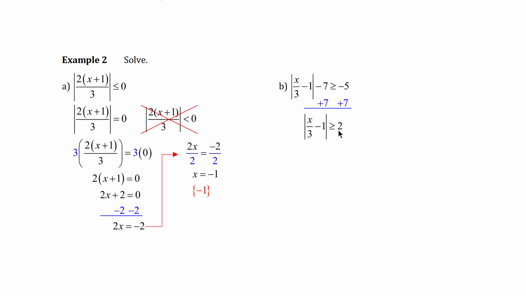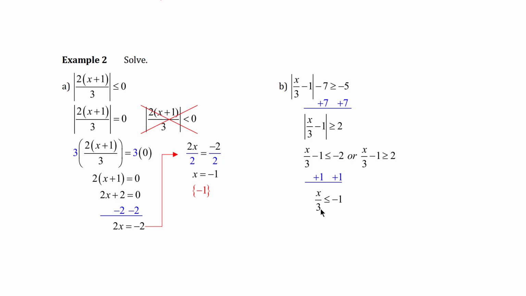The result is the absolute value of the fraction x divided by 3 minus 1 greater than or equal to 2. Next, we use rule number 3 to rewrite our absolute value inequality as x over 3 minus 1 less than or equal to negative 2, or x over 3 minus 1 greater than or equal to 2. Solving the first inequality, we get rid of the minus 1 by adding 1 to both sides of the inequality. Simplifying the left-hand side, minus 1 and plus 1 cancels out, and we bring down the x over 3. On the right-hand side, minus 2 plus 1 gives us negative 1. The result is x over 3 less than or equal to negative 1.